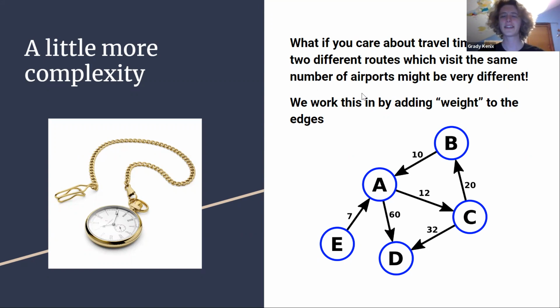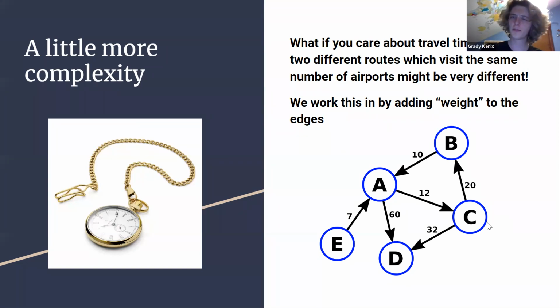So the way that we work this into our model of graphs, we add weight to the edges. Ignore the arrows. The arrows don't matter. What does matter is these little numbers beside these edges in this graph that's been drawn here. These little numbers signify the weight. So the weight of the edge between A and C is 12.